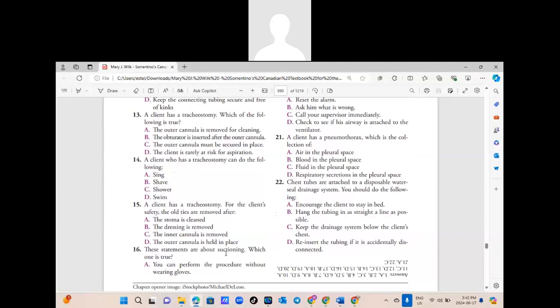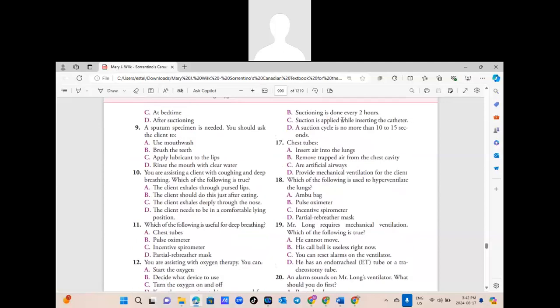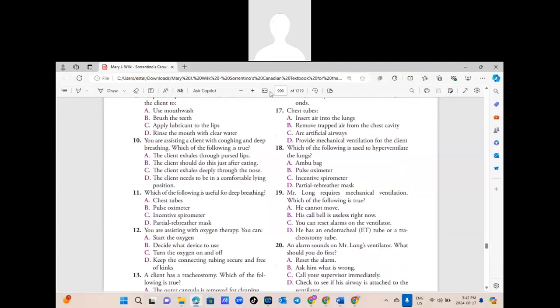Okay, number 16. These statements are about suctioning. Which of the following is true? A. You can perform the procedure without wearing gloves. B. Suctioning is done every 2 hours. C. Suction is applied while inserting the catheter. Or D. A suction cycle is no more than 10 to 15 seconds. So we did learn that a suction cycle is no more than 10 to 15 seconds.